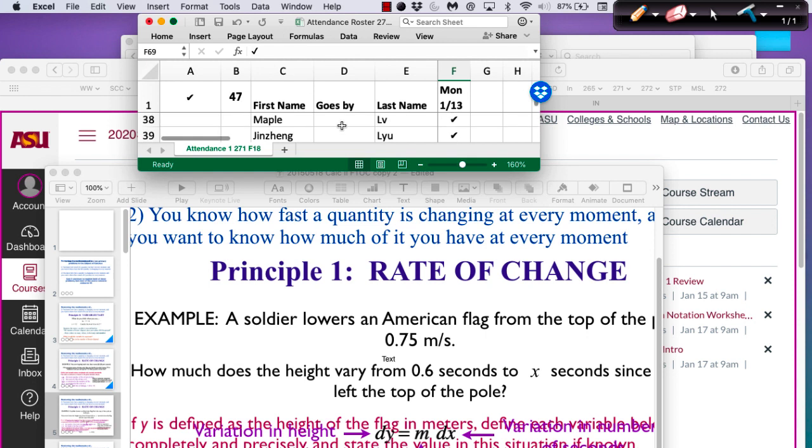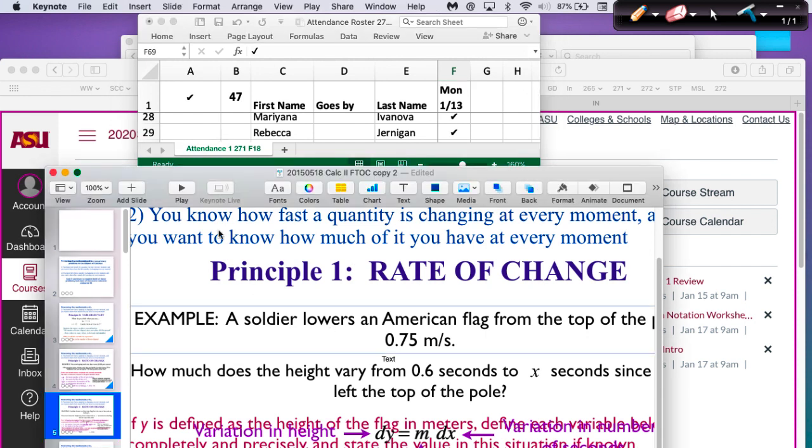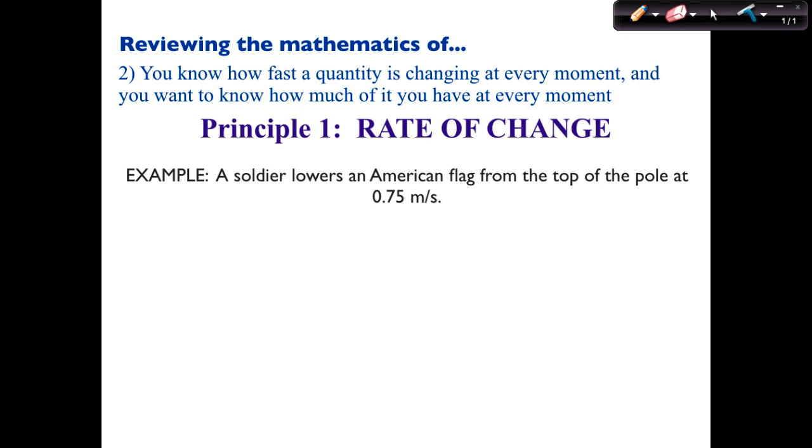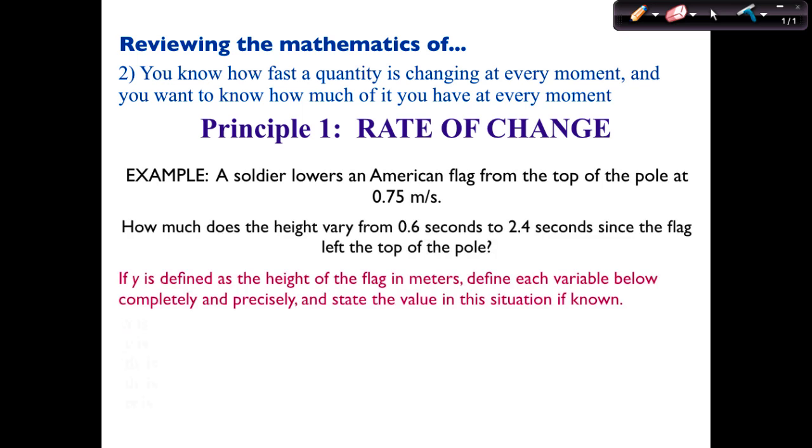And then what about m? Where's Rebecca Jernigan? Here, yeah. I said m is the rate of change, and I put it as -0.75 meters. Okay. All right, good. All right, so let's see.